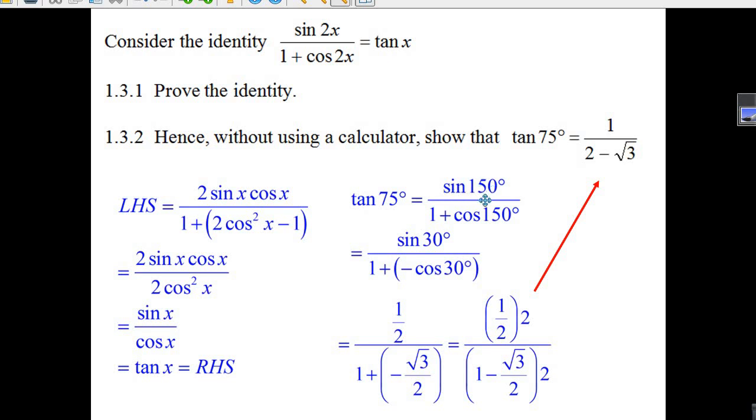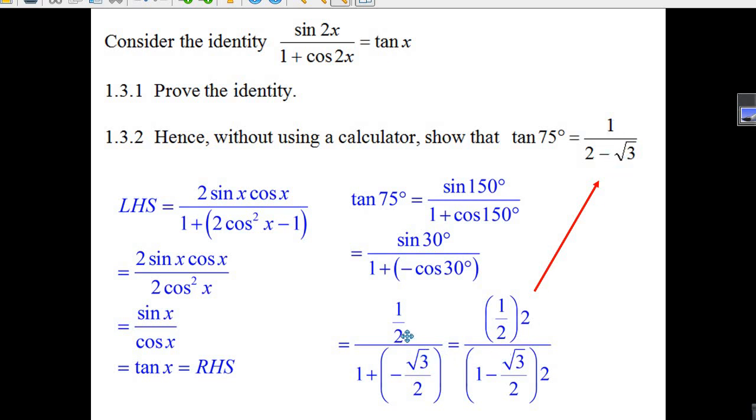But the sine of 150 is the same as the sine of 30. The cosine of 150 is a reference angle of 30, but it's negative. The sine of 30 degrees is equal to a half. The cosine of 30 degrees, use your special triangle and show it's root 3 over 2. Now, how does this work that we're going to get out with 1 over 2 minus root 3?